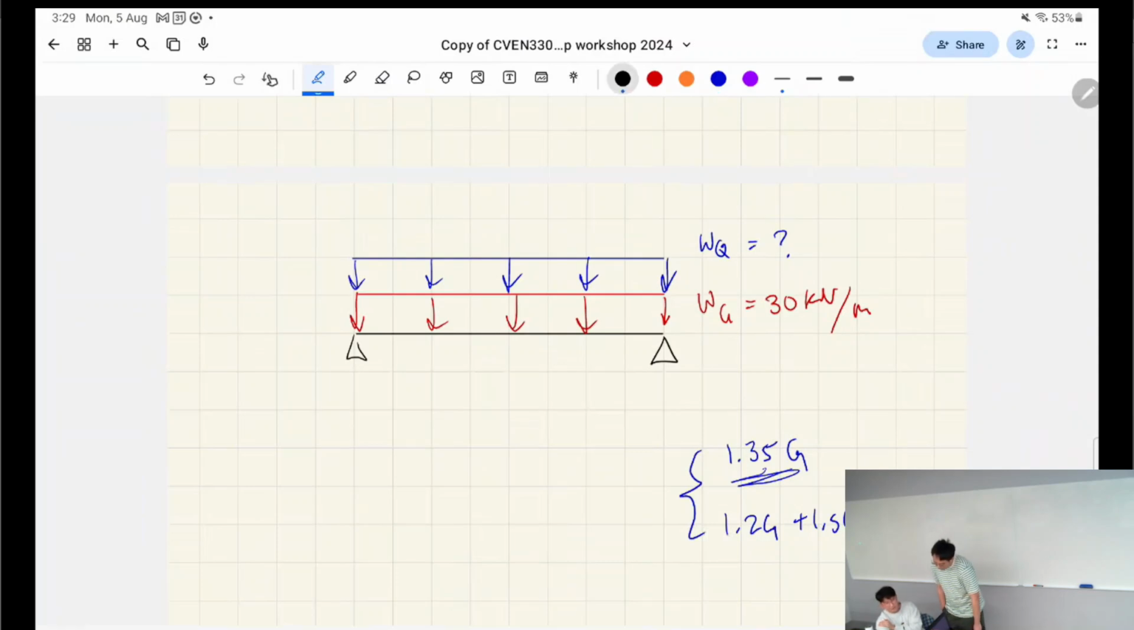So basically, if this number's really high, which one's going to govern? The 1.2. Exactly. What if this is a little lower? Then the G can govern. The 1.35G can govern. But in this particular case, it's actually still this one. What number does this need to be in order for this one to govern?